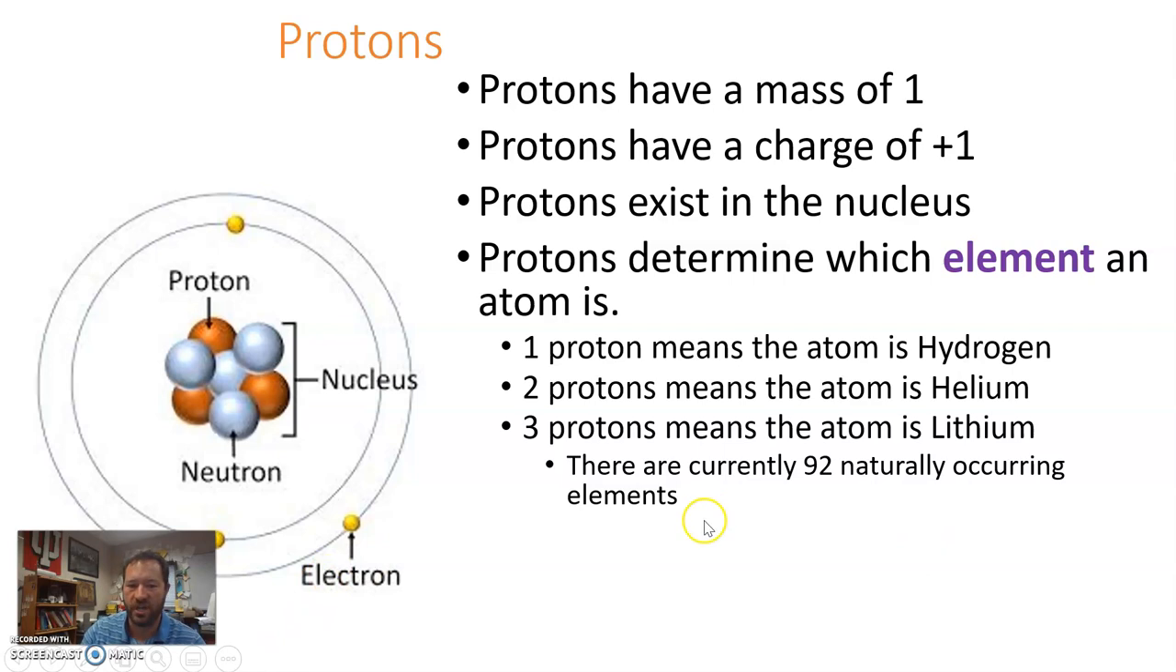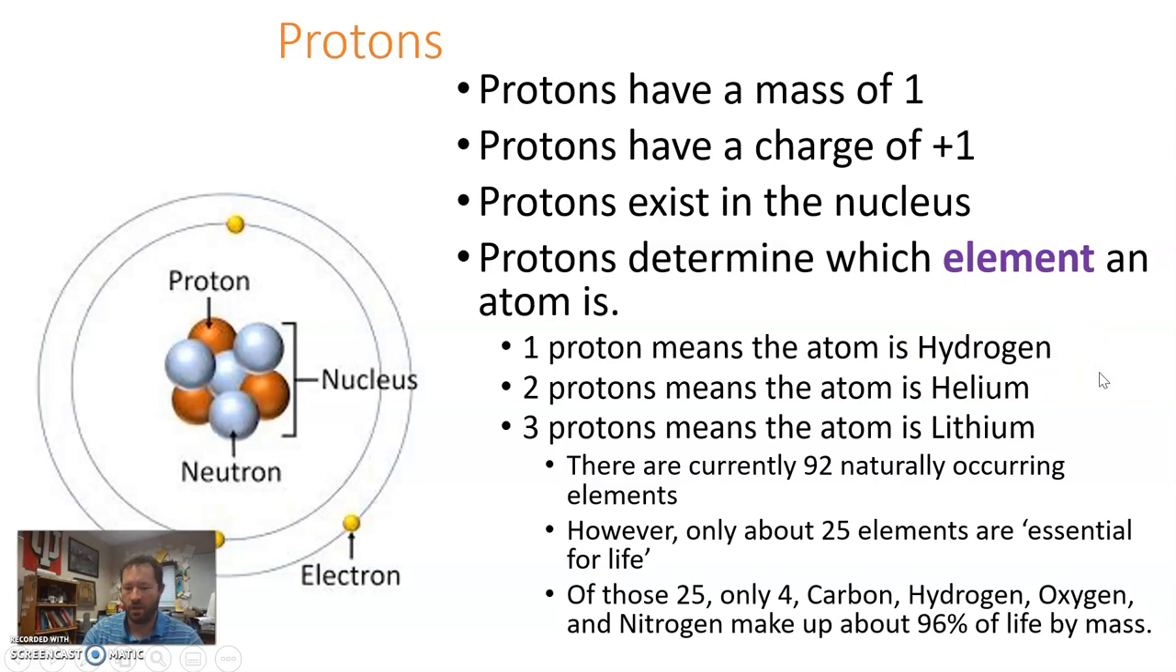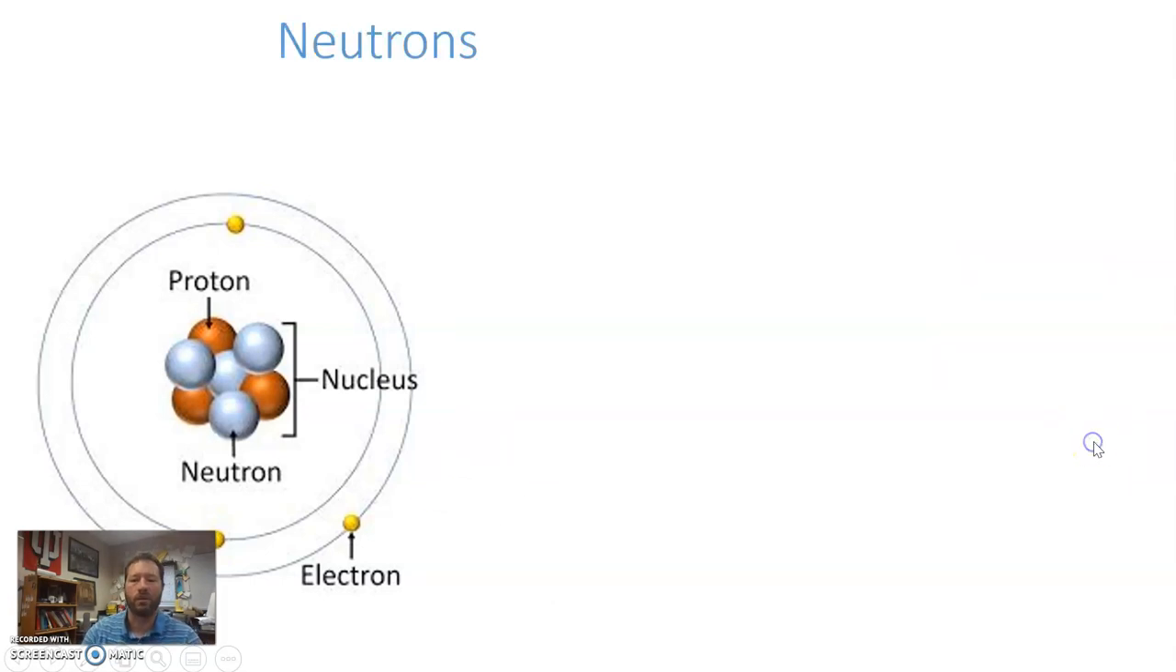So although I just said there's 118 elements on the periodic table, only 92 of them are naturally occurring. Of those 92, only 25 are essential for life, so life gets along without most of the elements. And of those 25, there are what's known as the Big Four: carbon, hydrogen, oxygen, nitrogen, and they make up about 96% of life by mass. So those 4 elements are really the very biggest 4 elements when it comes to life.